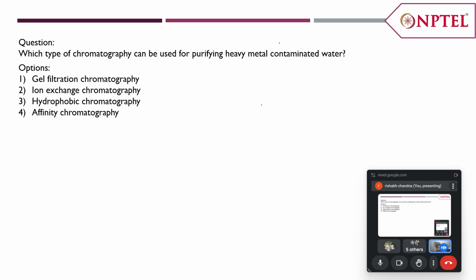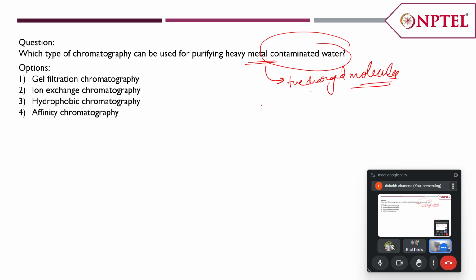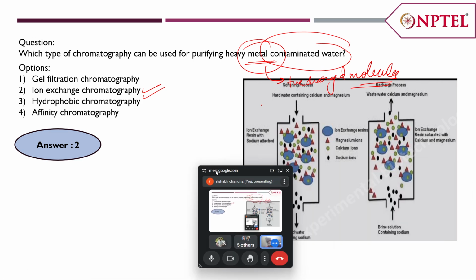So, whenever we have to purify water that is contaminated with metals, metals are always considered as positively charged molecules. Okay, so in that case, if we have to separate or purify, or in scientific terms, what we call the softening of the water, we use ion exchange chromatography to purify the water contaminated with heavy metals. Okay, so the correct answer is option number 2, and here is the explanation for that.